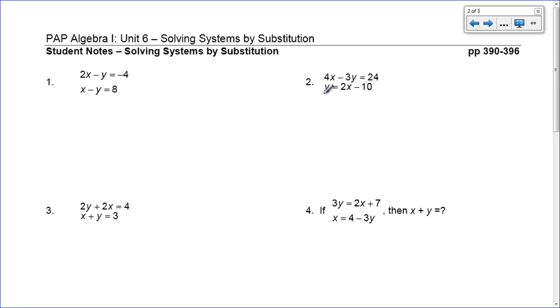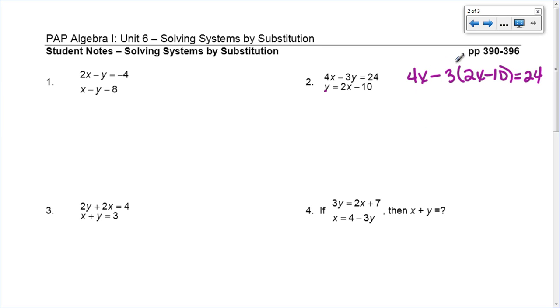You should see that right here, this y is all alone because I have a statement that says y equals 2x minus 10. That tells me that I can take this 2x minus 10 and substitute it in for y in the other equation. So that's the first thing I'm going to do. I'm going to take my first equation, 4x minus 3y, and in this case, y is going to be 2x minus 10 because it tells me in equation number 2 that's what y equals. And all of that is equal to 24. Now I have one equation with just one variable, and I can solve this and find out what x equals.